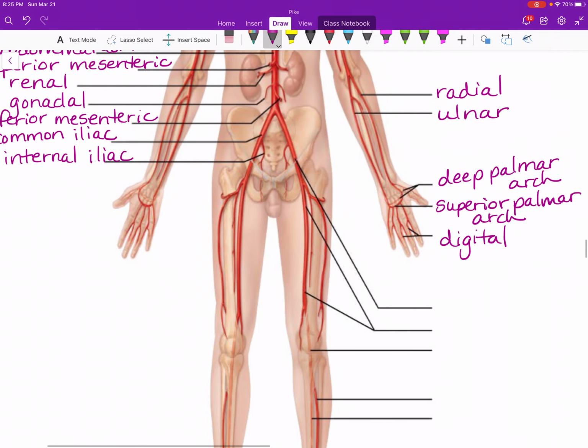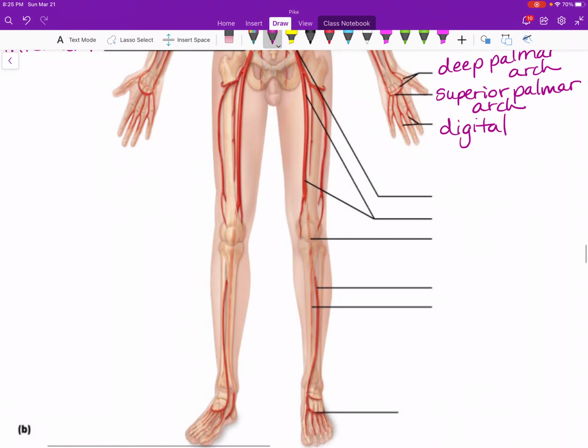And now down here, the arteries that supply the lower limb. First, we have the external iliac, which is what enters the leg. We have the femoral artery. Remember, femoral means thigh. We have the popliteal artery behind the knee. So many of these words we've had before. That was a body region, means behind the knee.